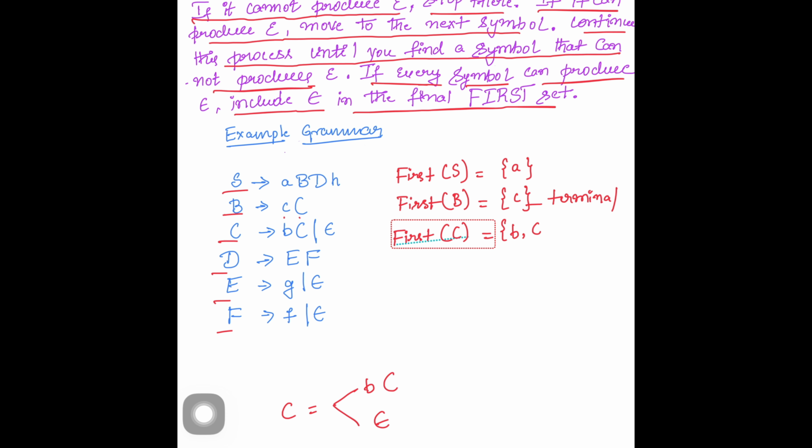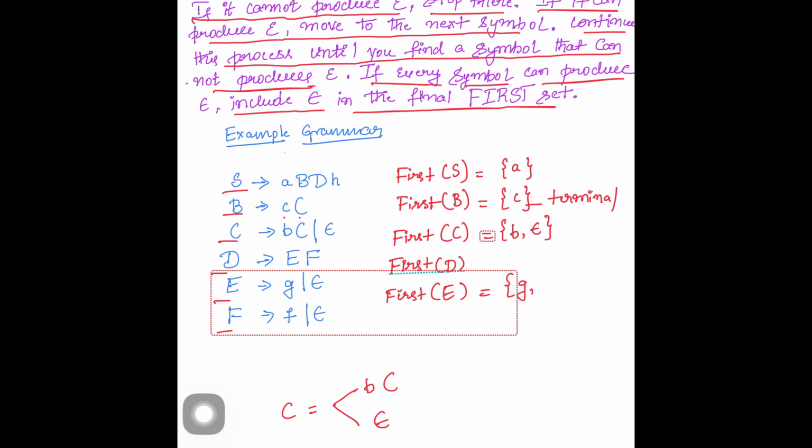First of E. E has two productions. The first production begins with the terminal G, so we include G. E has again an epsilon production. The second production produces epsilon, so we also include epsilon. The answer is first of E equals G comma epsilon.